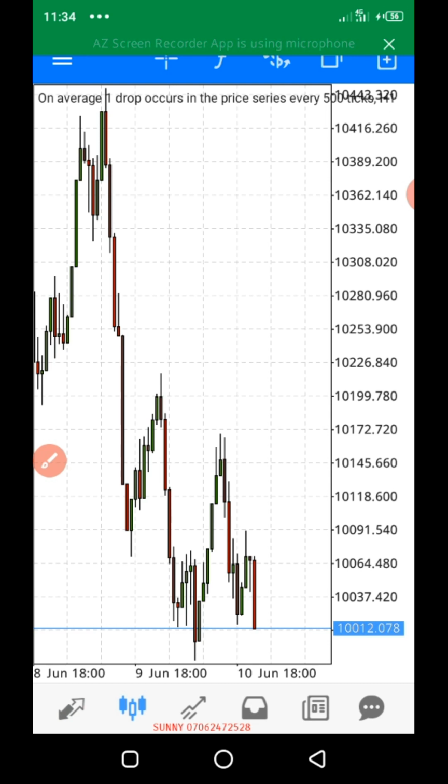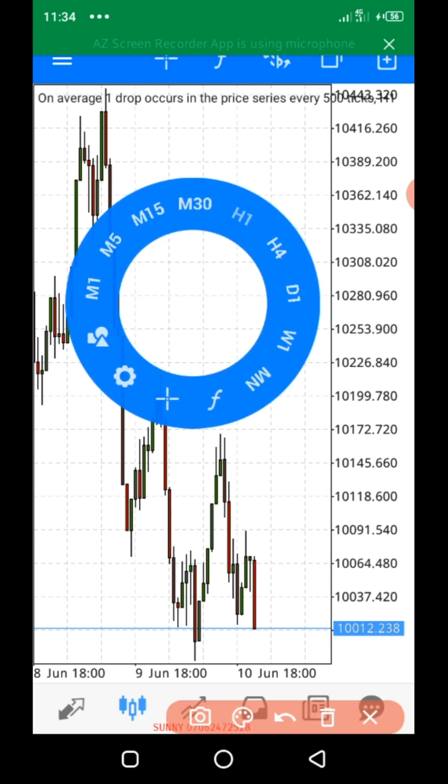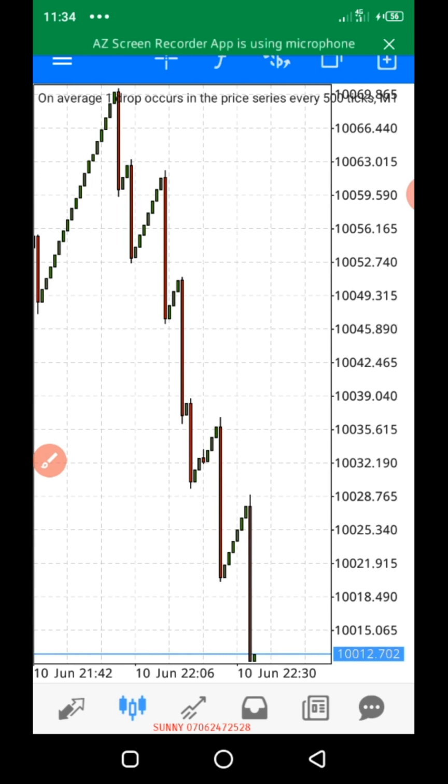Once I click on charts, if you tap your screen, you will see this pop out will come out. All these places you're seeing, M1, M5, M15, M30, H1, H4, D1, they are all called time frames. Like the M1 is 1 minute. It means 1 minute time frame.